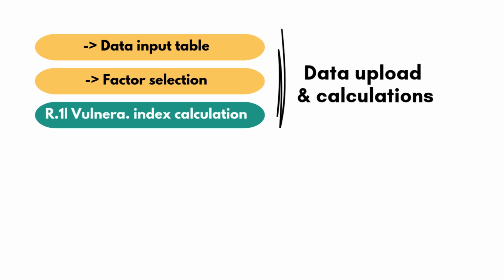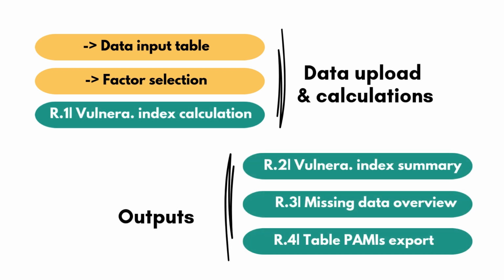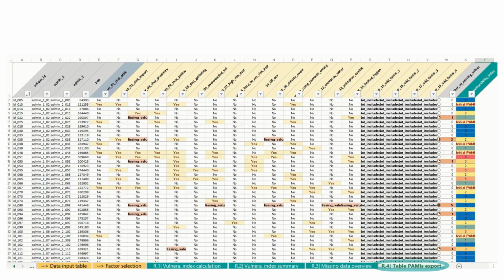Data has been imported in the Data Input Table sheet. Parameters for the calculations have been set in the Factor Selection sheet, and calculations have been performed in the Vulnerability Index Calculation sheet. In this video, we will go through the sheets R2 to R4, which are the sheets where outputs are displayed. Let's start with sheet R4, Table PAMIs Export.